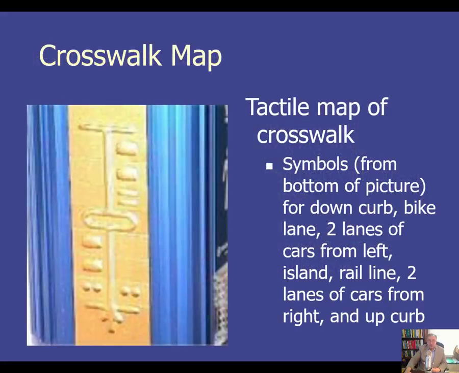As I mentioned earlier, on the side of some of the devices, there can be a crosswalk map. And the symbols on this picture, for example, from the bottom of the picture, the down curb, a bike lane, 2 lanes of cars, an island, a rail line, 2 lanes of cars again, and then an up curb. So once you learn how to interpret that, that can be very useful, because otherwise you wouldn't have an indication of all that's in front of you if it's a brand new intersection.